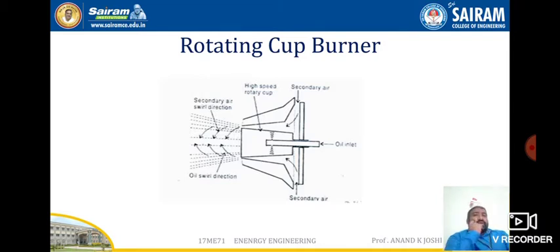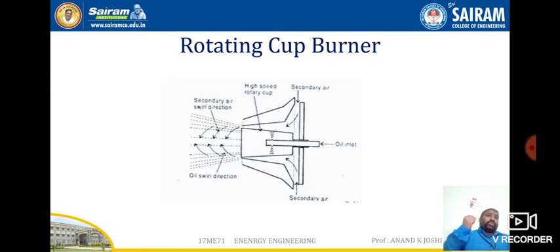So what happens? The oil is spun off the high speed cup due to centrifugal force, as very fine particles into the air stream entering at the cup periphery. What happens? Atomizing is taking place, the atomizing of the oil. Atomizing means the oil is divided into a number of particles, like a sprinkle.